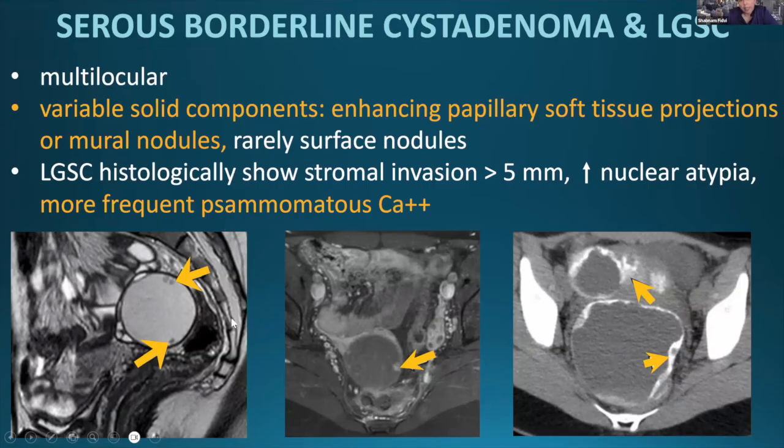So here on this sagittal T2-weighted image, you can see this T2 hyperintense lesion. The orange arrows are showing small mural nodules abutting its wall. On this axial fat-suppressed post-contrast image, you'll see that the nodules actually enhance. And this non-contrast axial pelvic CT image shows the coarse calcifications that are typical of LGSC.